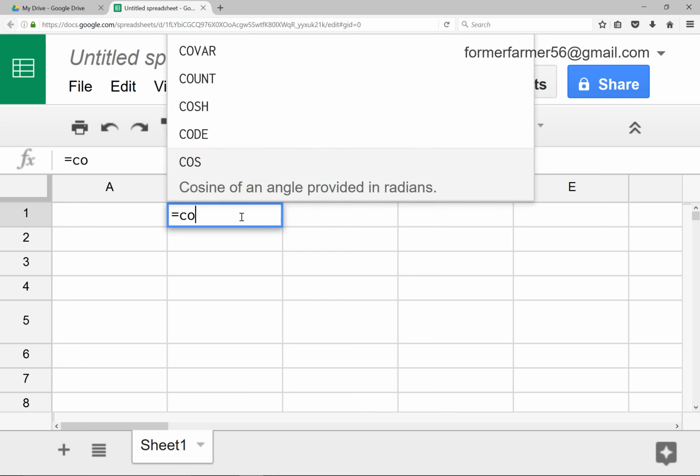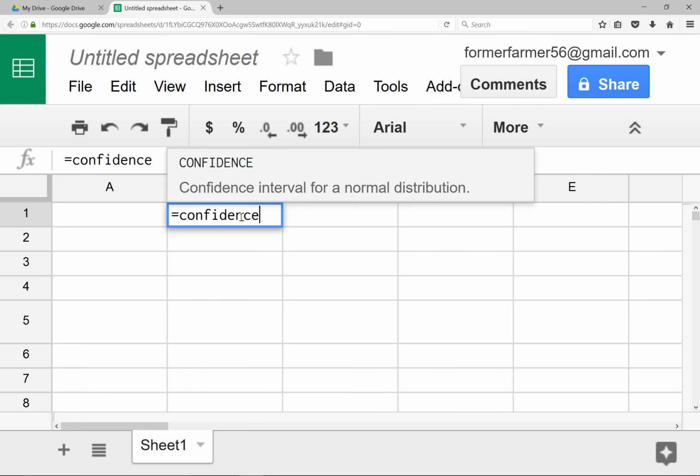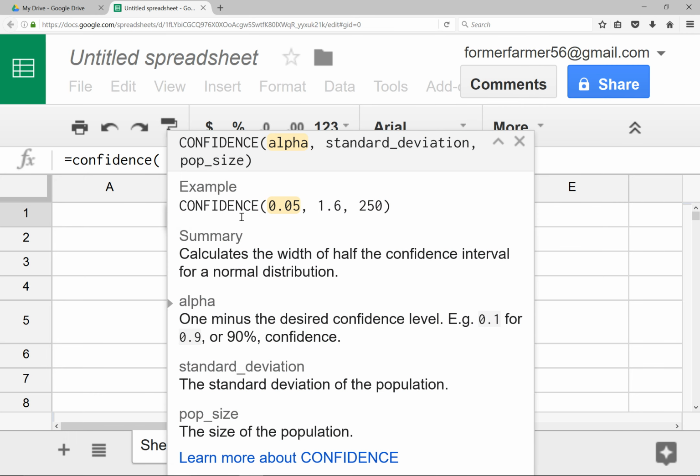Equals confidence, parentheses. Now, again, it tells me what it's looking for. It wants to know alpha. Pay attention to these directions. Alpha is how much is on the outside. So if you want a 95% confidence interval, you will use 0.05. Not 0.025, 0.05. So 0.05.